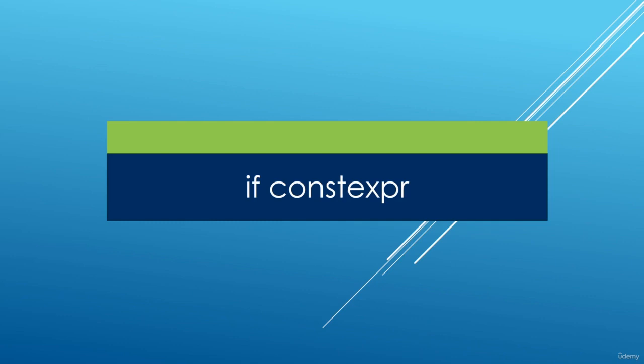In this lecture, we're going to learn about if constexpr. And this is a construct we have in modern C++. I think it was introduced in C++17, and it allows us to do conditional programming at compile time.